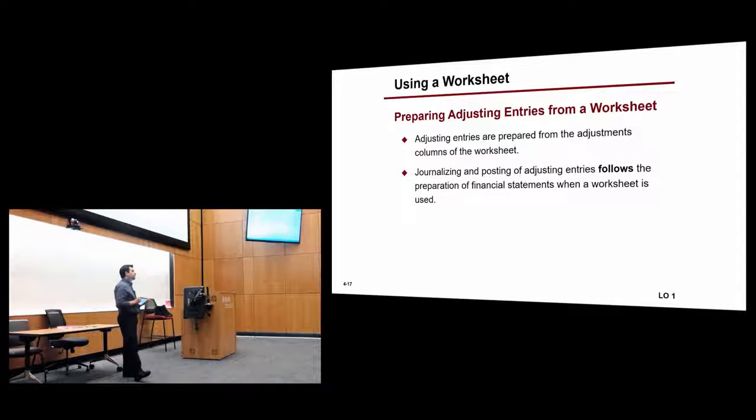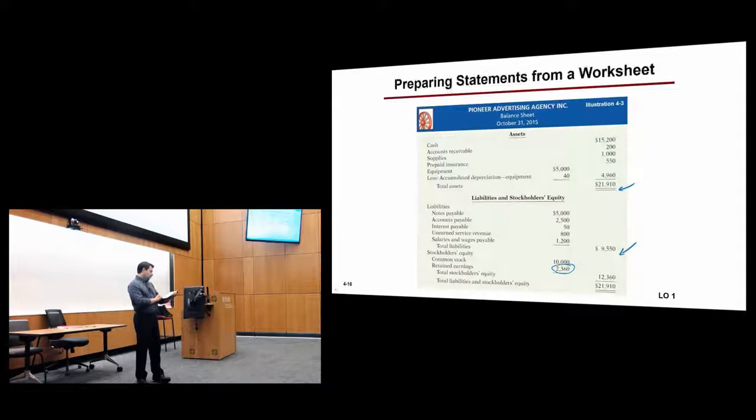Now remember, we were saying that the worksheet is done before entering those adjusting entries in the journal. It's simply a tool. They did it in advance before actually doing the adjusting entries. Now, how difficult is it to go from the worksheet to the adjusting entries? It's very easy. And why is that? Let's go back here.